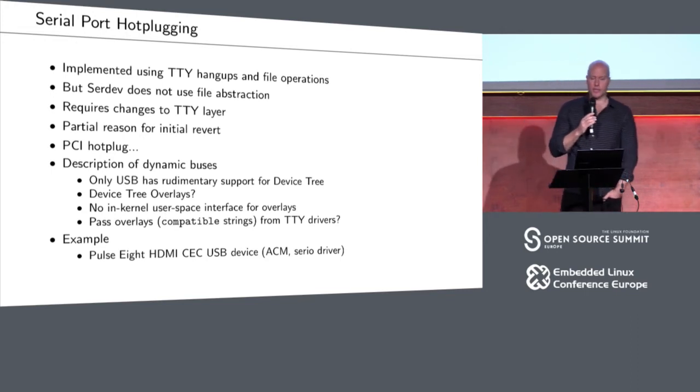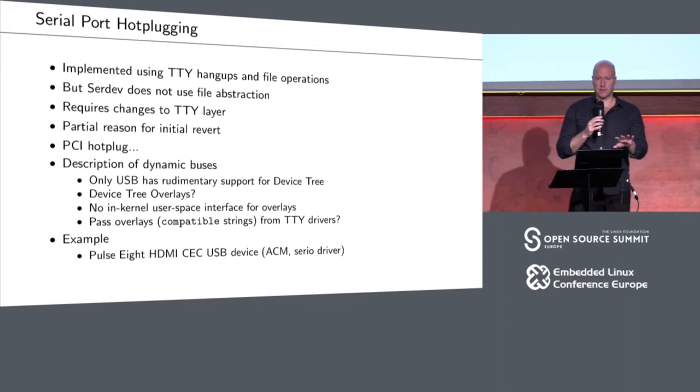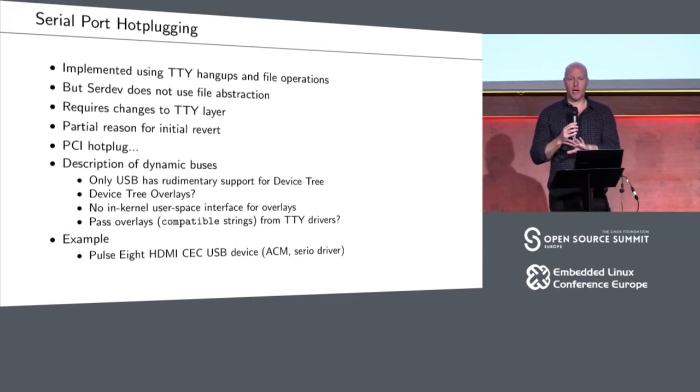Serial hot plugging is currently implemented using TTY hangups and file operations in the TTY layer, but since serial doesn't use any file operations, this simply won't work. So this will require some changes to the TTY driver to basically have a callback to quiesce IO, flush out any ongoing operations before you can deregister the client. And this is, as I mentioned, a part of the reason for the initial revert. We can't have serdev enabled for USB serial until this has been solved. Obviously, we still have PCI hot plug, and for some PCI devices you could actually rip out your PCI card and trigger these issues, but it's fairly unlikely you will try that.